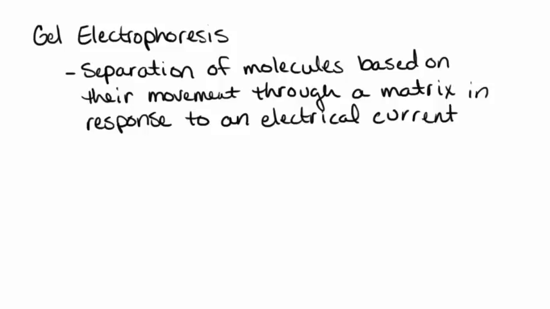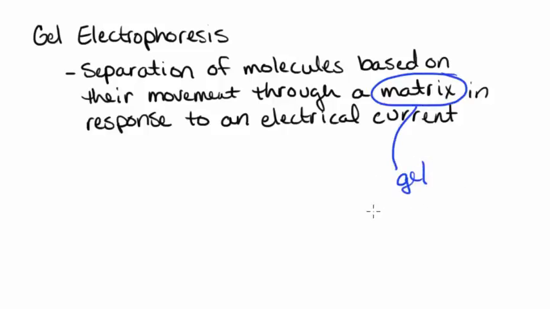Gel electrophoresis is a very important technique when we start to talk about biotechnology, because this is going to enable us to separate a variety of molecules from each other. And by definition, this process of gel electrophoresis is separation of molecules based on their movement through a matrix in response to an electrical current. So the matrix part right here, that's where the gel comes into play.